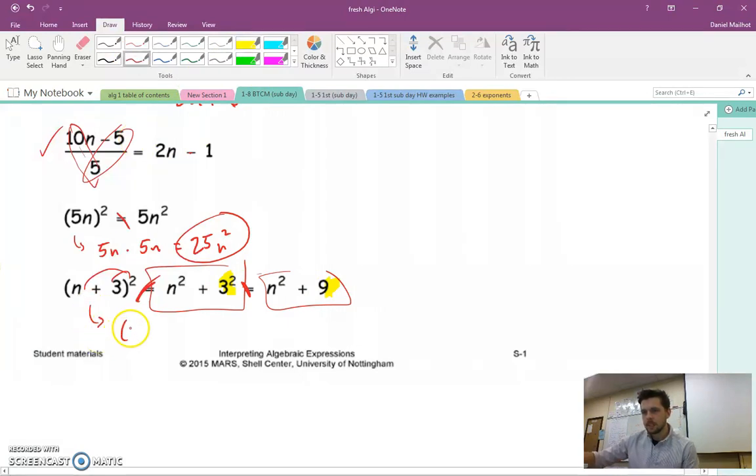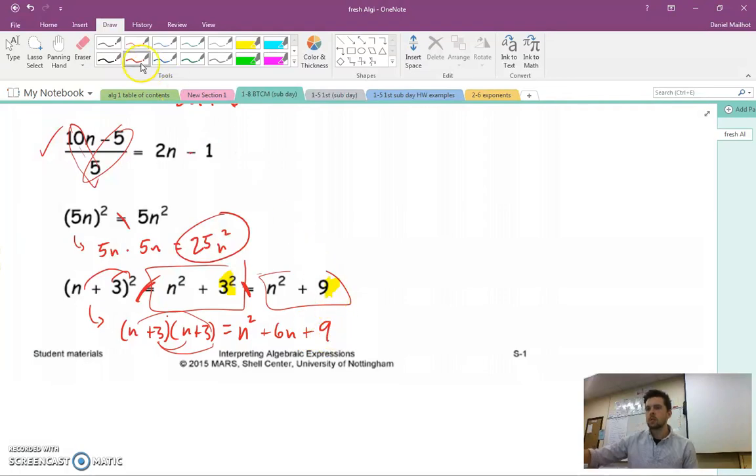Remember, this means the same thing times itself, which if you do that distributive property, n times n is n squared, you'd have 3n and a 3n, or 6n when you add like terms. And then the last term is 9. So look what happens when you just distribute that term. You end up missing this middle term here. It's gone. So it's not equivalent then, right? They have to be the same thing.